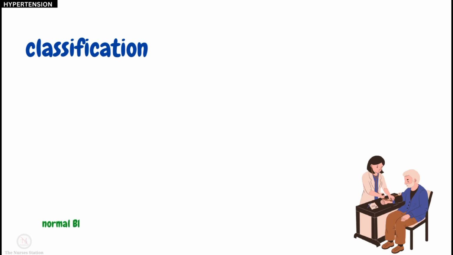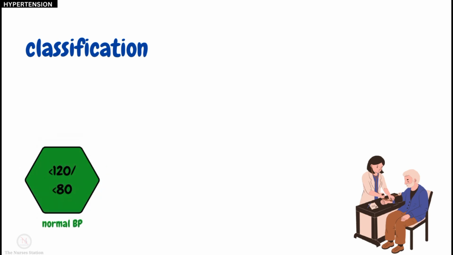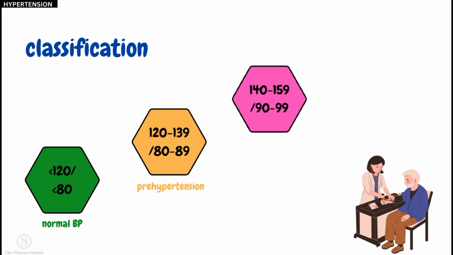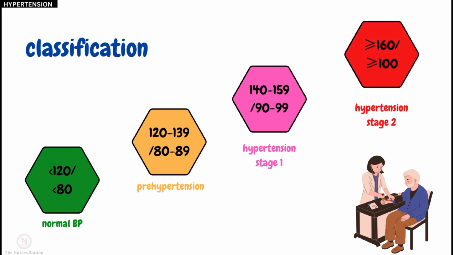Now coming to the classification of hypertension, normal blood pressure consists of systolic blood pressure of less than 120 and diastolic blood pressure of less than 80 mmHg. Systolic blood pressure of 120 to 139 and diastolic blood pressure of 80 to 89 is termed as pre-hypertension. A systolic blood pressure of 140 to 159 and a diastolic blood pressure of 90 to 99 mmHg is called stage 1 hypertension. Stage 2 hypertension is a systolic blood pressure of more than or equal to 160 mmHg and diastolic blood pressure of more than or equal to 100 mmHg.